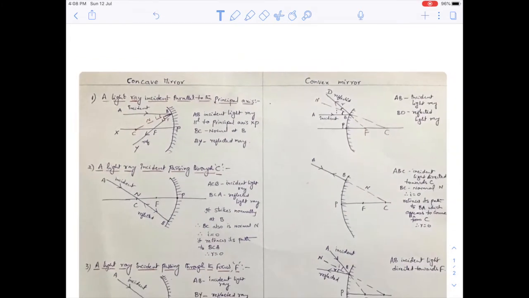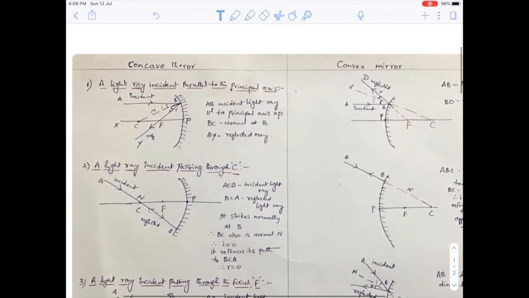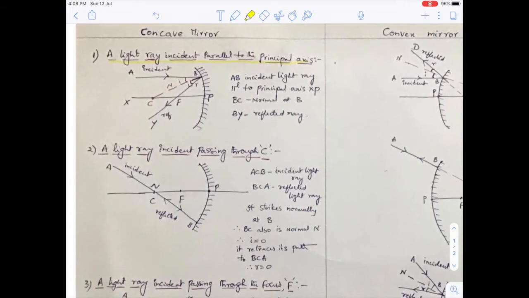Number one, a light ray which is incident parallel to the principal axis. Now let us see first the case of the concave mirror. So this is the concave mirror, MN is the concave mirror, P is the pole, F is the focus, C is the center of curvature. Now XP forms the principal axis.